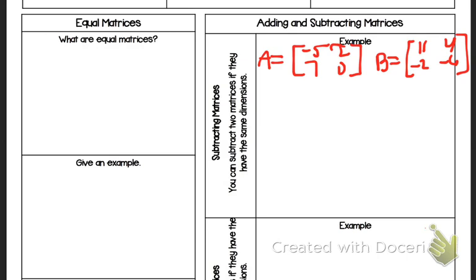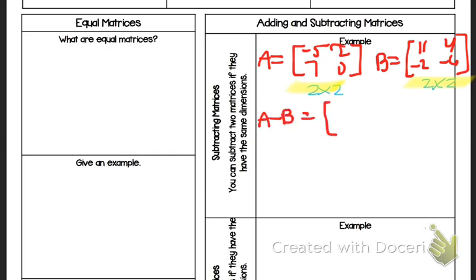Okay, so we have the two matrices. These are both 2 by 2 matrices because they have 2 rows and 2 columns. Okay, so we can subtract them because they have matching dimensions. 2 by 2, 2 by 2. So to subtract them, we just do A minus B.